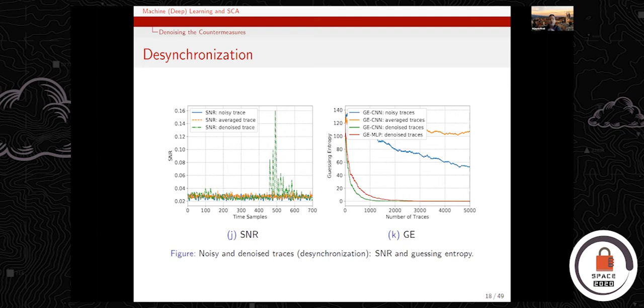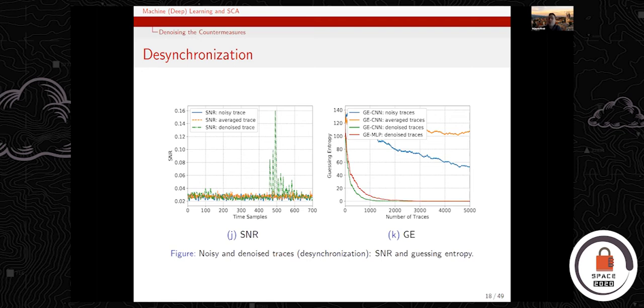Here I show some results when we use desynchronization. Desynchronization is like global misalignment. The more important figure is the one on the right side, where I show guessing entropy results. This shows what happens when we do some kind of averaging of the traces, or with a convolutional neural network if I just use noisy measurements, so measurements with desynchronization. We can see the attack doesn't really work. Guessing entropy of 45, 50, 55 is not a successful break. But if we use a denoising autoencoder to remove desynchronization, the attack suddenly becomes very successful. We need around 2000, a little bit more, measurements for guessing entropy 0 or 1, however you want to look at it. So the best guess is the correct guess.